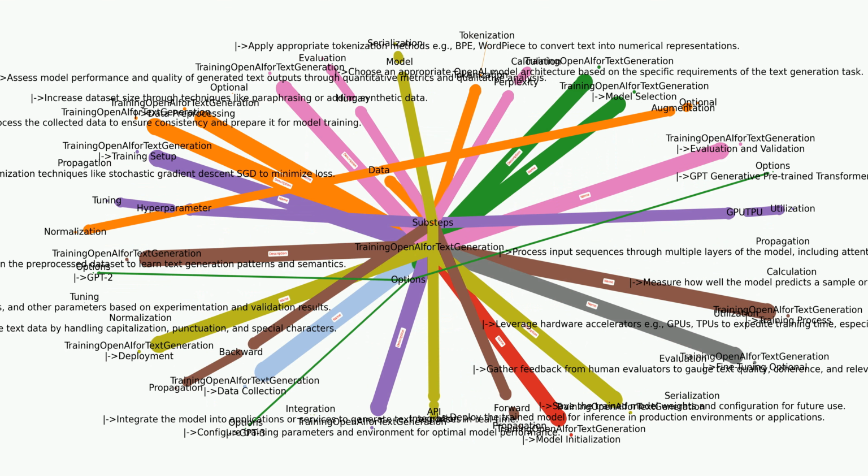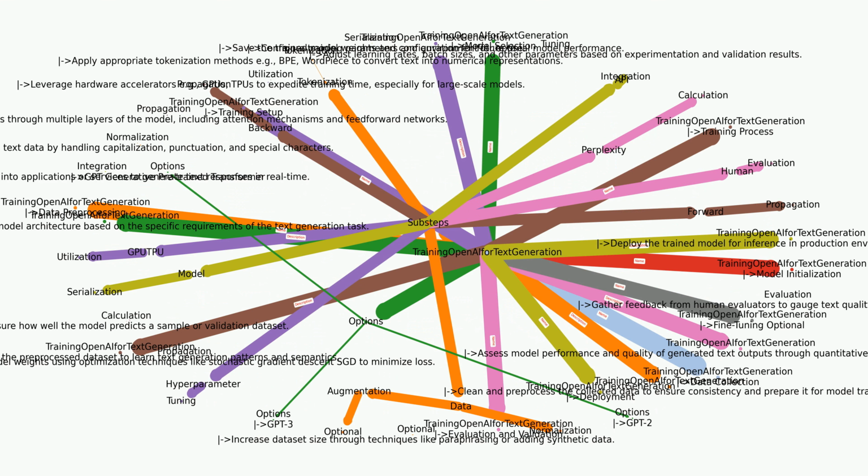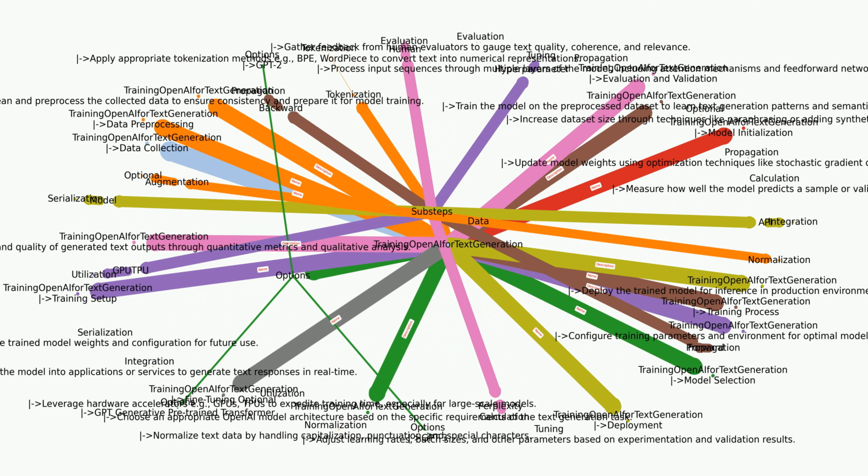Name: Evaluation and validation. Description: Assess model performance and quality of generated text outputs through quantitative metrics and qualitative analysis. Substeps: Perplexity calculation. Measure how well the model predicts a sample or validation dataset. Human evaluation. Gather feedback from human evaluators to gauge text quality, coherence, and relevance.